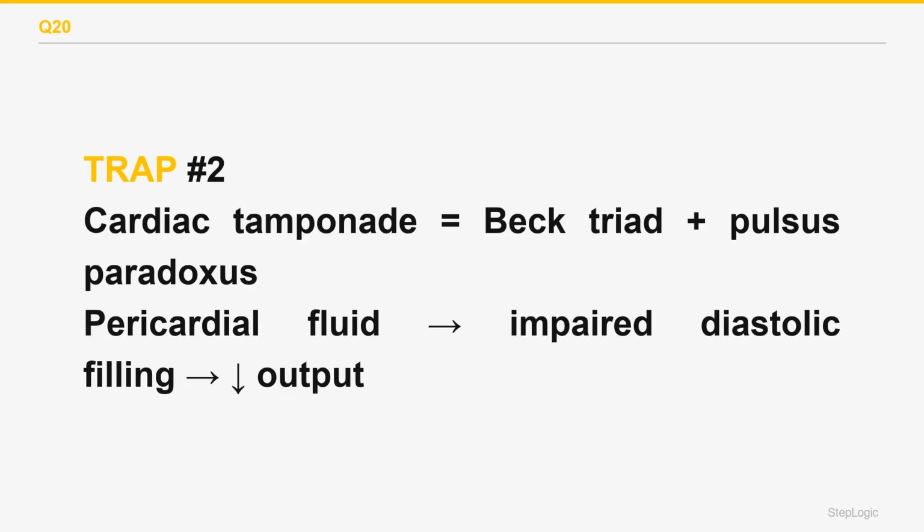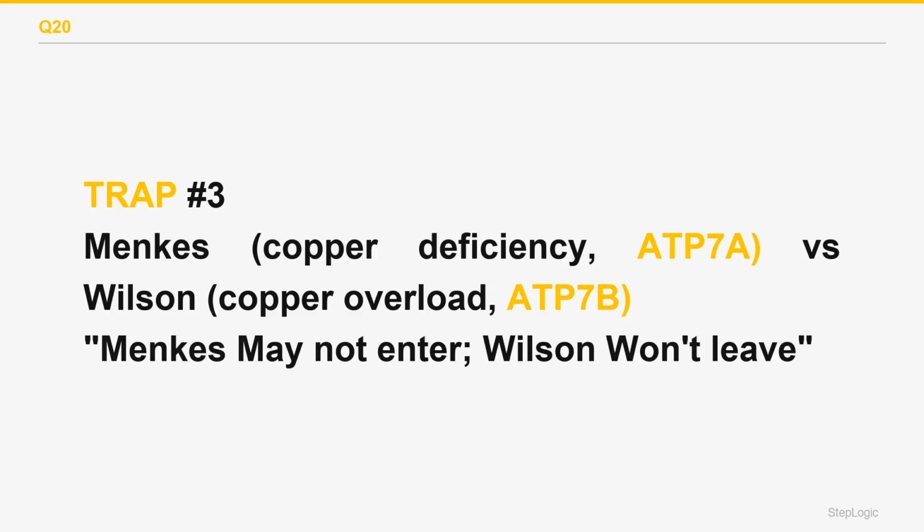Trap 2. Cardiac tamponade compresses the heart, impairing diastolic filling. The Beck triad, hypotension, distended neck veins, and muffled heart sounds, plus pulsus paradoxus and electrical alternans, points to it. Treat with pericardiocentesis. Trap 3. Both involve copper-transporting ATPases. Menkes is ATP7A, causing copper deficiency and kinky hair from deficient lysyl oxidase. Wilson is ATP7B, causing copper overload.